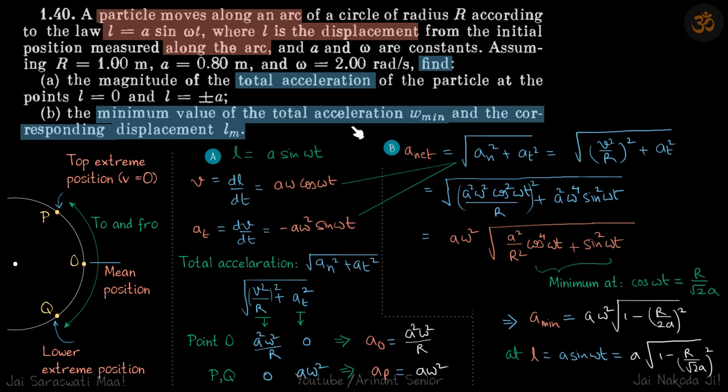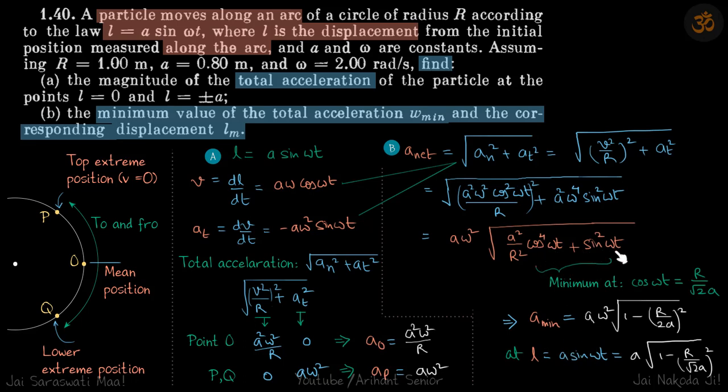Now let's see the minimum value of total acceleration. These are at the extremes, but if you take any point in between, its acceleration you have to write in terms of theta, I mean omega t. So we will again do a_n square plus a_t square, this is the net acceleration, and a_n will be v square by r, so we'll put the value of v there, and for a_t we'll just put this value. When we do that, we get this term, and we simplify, we get this. Here I don't have space to solve, but you can do it.